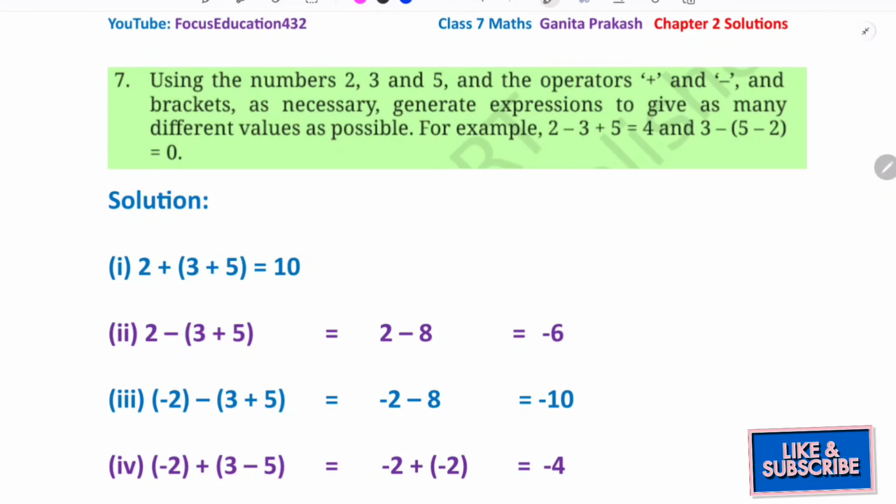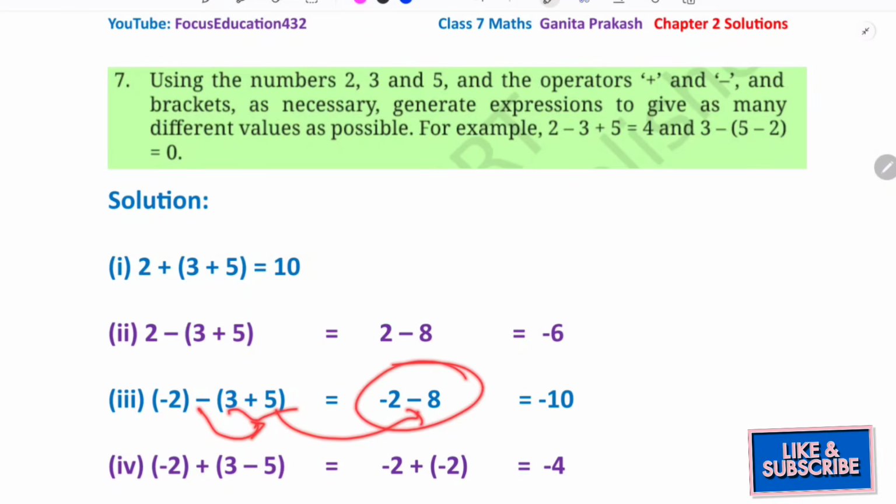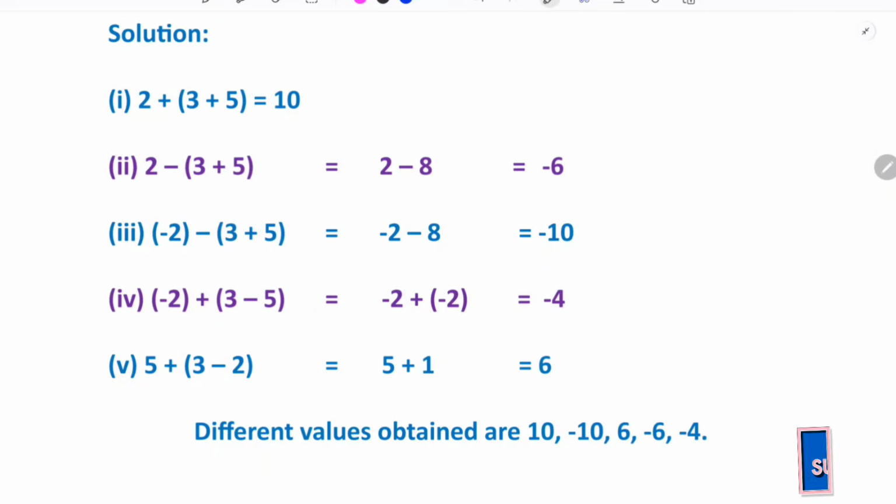Third one, 2, 3, 5 only we have to use. Minus 2 minus of 3 plus 5. So minus 2 will be minus 2 only. 3 plus 5 is 8, so this is minus 8. So minus 2 minus 8. Both are minus, add and keep the minus sign. This also we can do. Like this we can do as many.